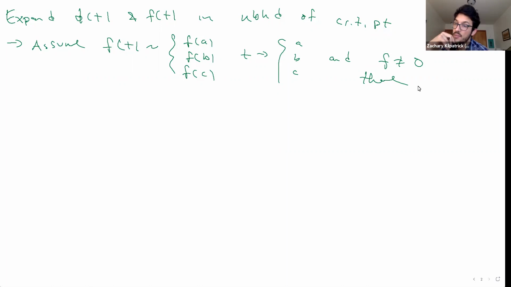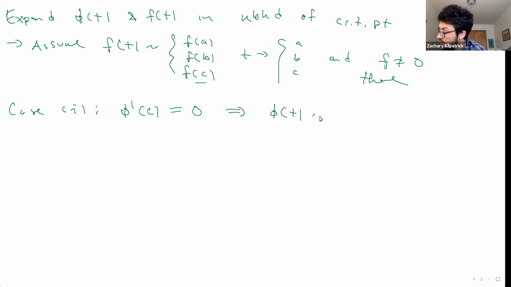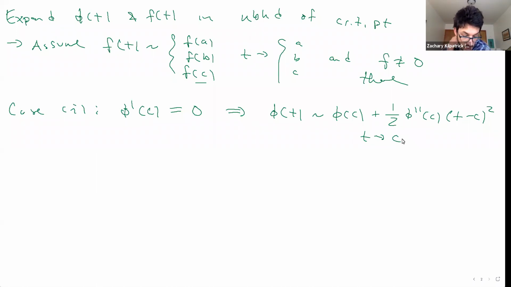So let's unpack what we do in case 1, right? That would be this case here where we would just take f of c. In case 1, we already know that phi prime equals 0 at c. So we can write a Taylor series expansion of phi about c, which is now just going to have this 0 and then this second order term here, as t goes to c, to leading order.